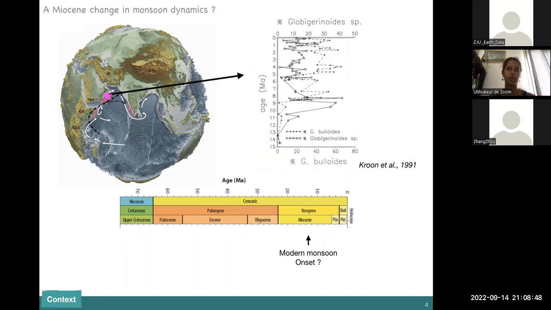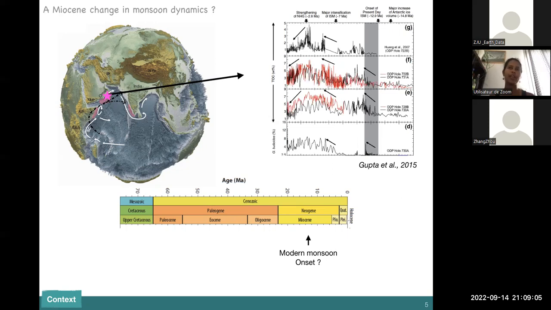This is the pink star in the map. This record shows strong variation in the percentage of the foraminifera Globigerina bulloides, which is interpreted as the settlement or strengthening of the upwelling system around 11 million years.